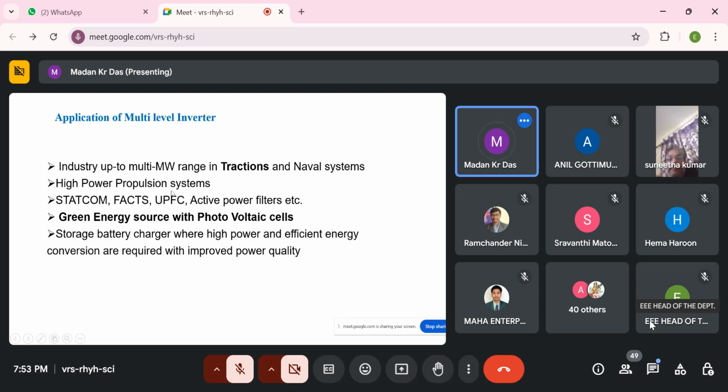In novel systems and high power systems we have used STATCOM, FACTS, UPFC, and active power filters. It is also used with green energy sources like photovoltaic and wind energy. We have used a multi-level inverter.